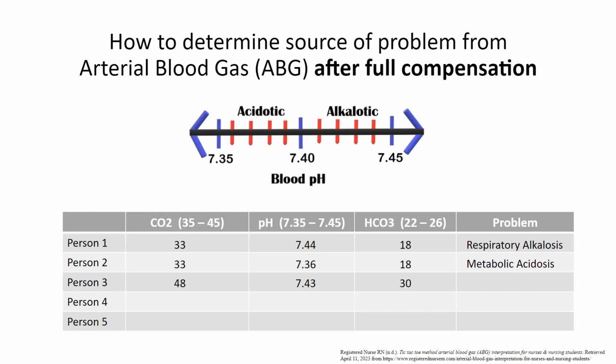Person 3 has fully compensated what? It's on the alkalotic side of normal, higher than 7.40. The high HCO3 explains the alkalosis, so it's fully compensated metabolic alkalosis.